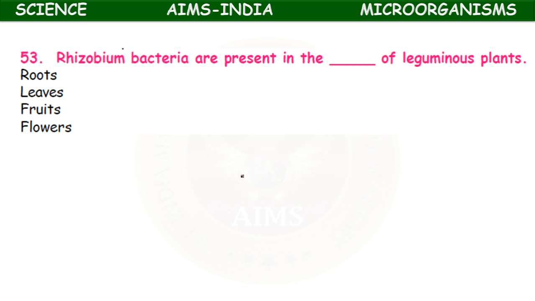Next, Rhizobium bacteria are present in the dash of leguminous plants. Means in which part? Roots, leaves, fruits, flowers. Very simple. Roots, root nodules of leguminous plants. This Rhizobium bacteria is present. What is its main function? It helps in the nitrogen fixation. It provides the nitrogen for the plant.